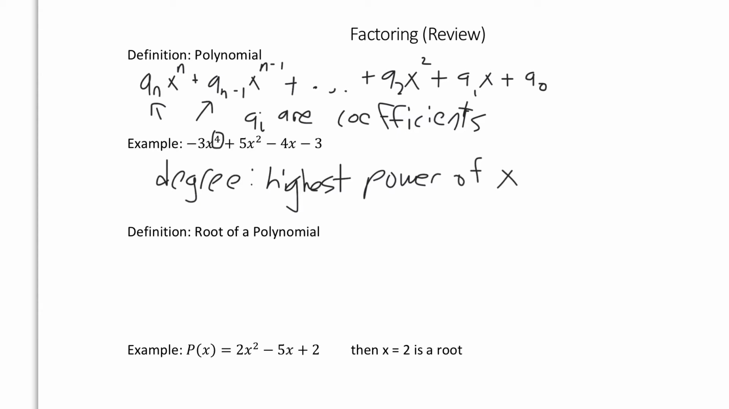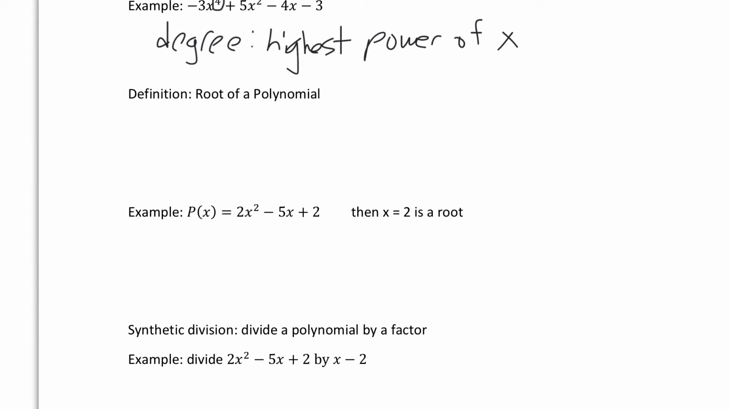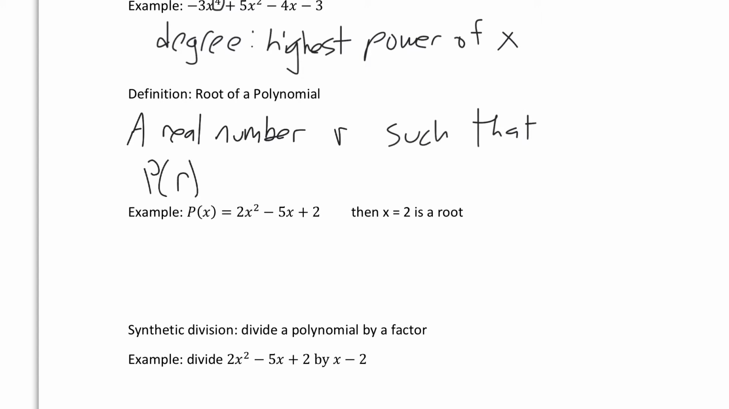Now, let's talk about the root of a polynomial. Well, a root is simply a number that makes the polynomial 0. So for a definition, we could say a root is a real number r such that p of r is equal to 0.